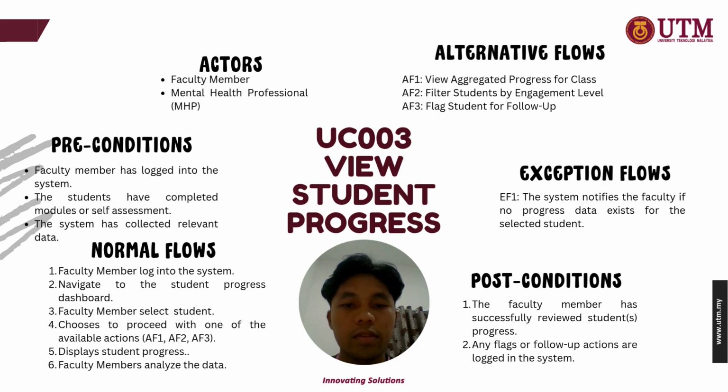The third use case is view student progress. There are 2 actors: faculty members and mental health professional. The preconditions are that the faculty member has logged into the system, the student has completed modules or self-assessment, and the system has collected relevant data. The normal flows we will discuss in the next slide. The alternative flows are: view aggregated progress for class, filter students by engagement level, and flag student for follow-up. For the exception flow, the system notifies the faculty if no progress data exists for the selected students. There are 2 post conditions.